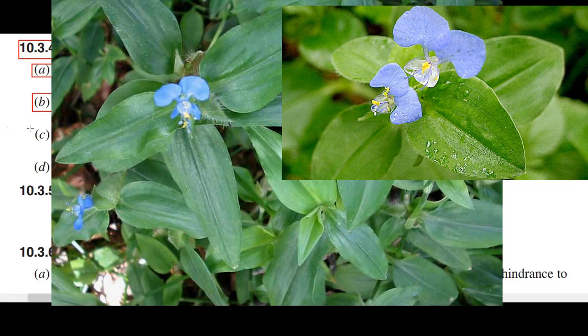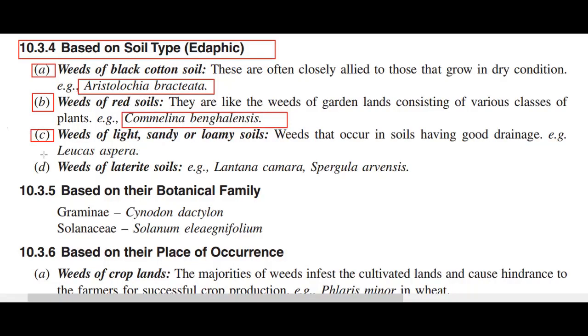And part C, the third one, weeds of light sandy or loamy soils. These are weeds that occur in soils having good drainage. An example given is Leucas aspera.